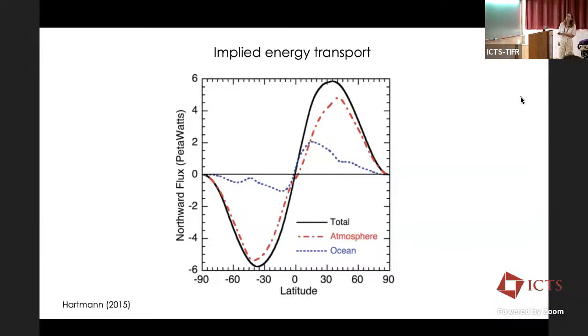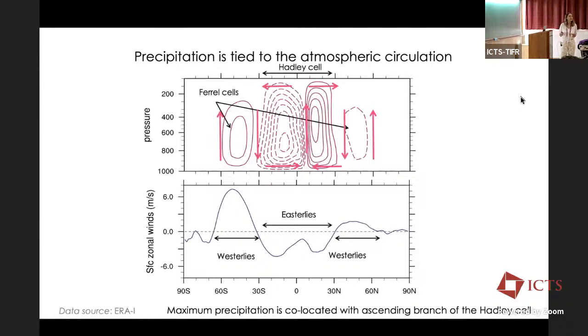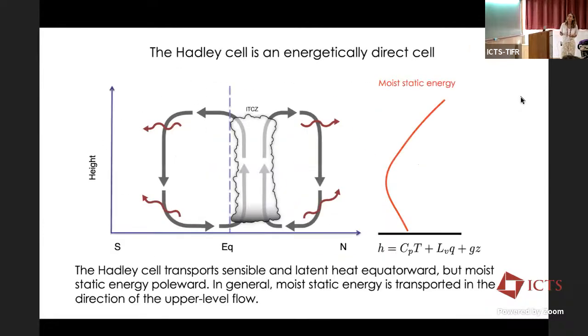So we see that most of the transport in the deeper tropics is carried out by the ocean, but at higher latitudes, it's really the atmosphere that is doing this job. And in the tropics, it's really the overturning circulation. It's the Hadley cell that accomplishes the required poleward energy transport. And here, we can actually look at how and why the Hadley cell is in fact an energetically direct cell, in the sense that the relevant energy transported by the Hadley circulation is the moist static energy, whose typical vertical profile in the tropics is shown here.